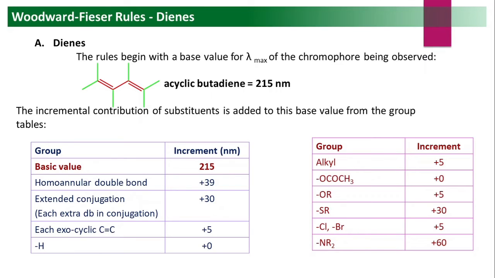Suppose OH or OR is there, for each OH and OR we have to add 5. Suppose SR, thiol or thioether, then we have to add 30. If halogens like chlorine and bromine are there, then we have to add 5. If amines are there, then we have to add 60.